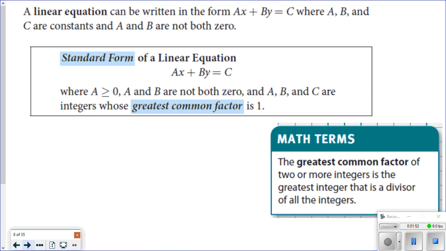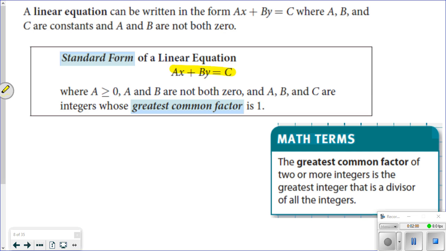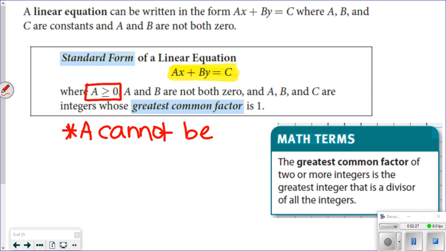So standard form is in this box for you. It's ax plus by equals c. X and y stand for unknowns. A, b, and c are constants. They're numbers. And there are two rules here. The first rule is that a has to be greater than or equal to 0. So that means a cannot be negative.